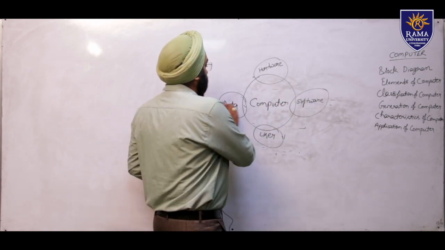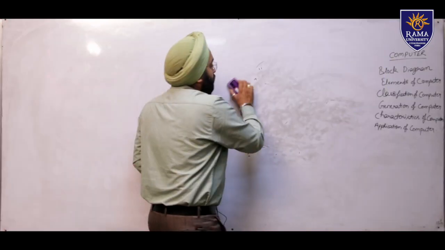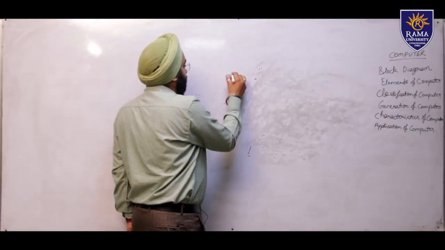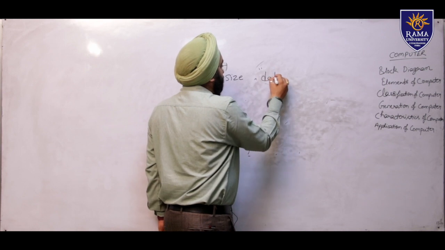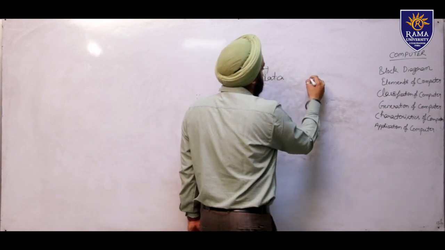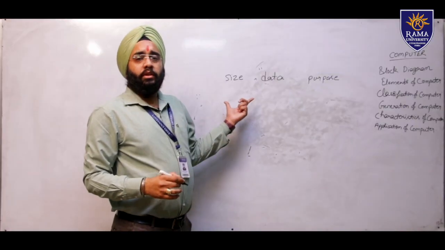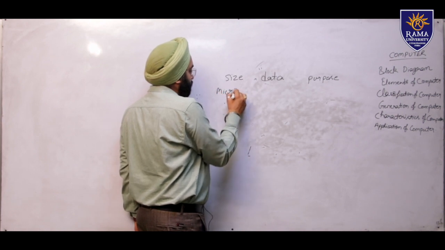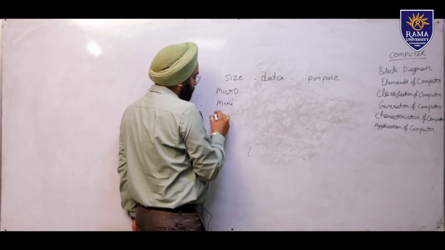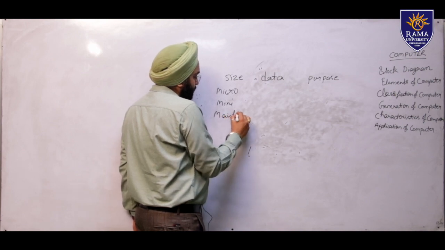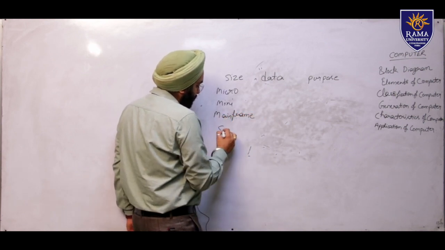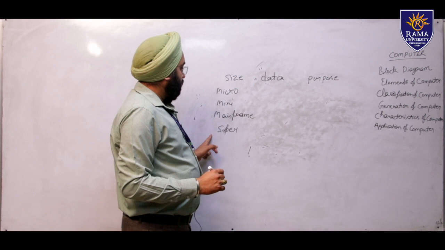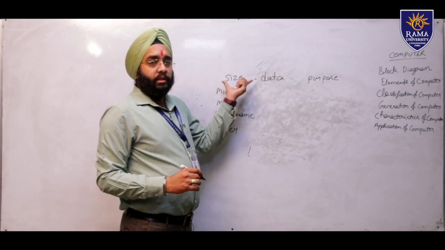Now coming to the classification of computer systems. There are 3 types of classification: on the basis of size, on the basis of data, and on the basis of purpose. On the basis of size, there are 4 types of computer system. First is micro, second is mini, third is mainframe, and the fourth is supercomputer. These 4 are classified on the basis of size.